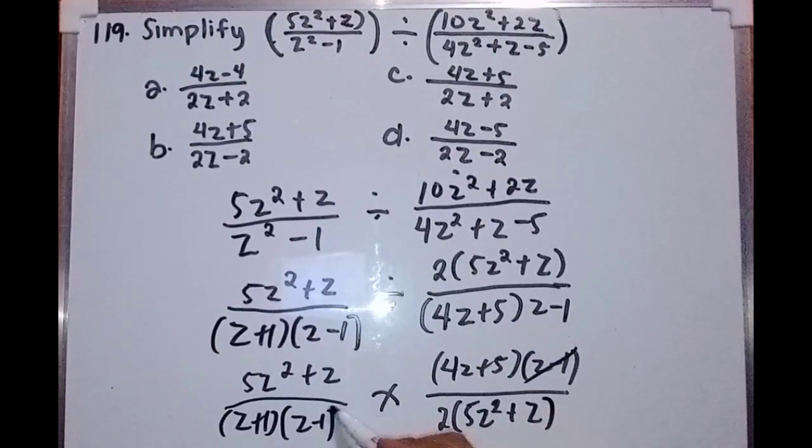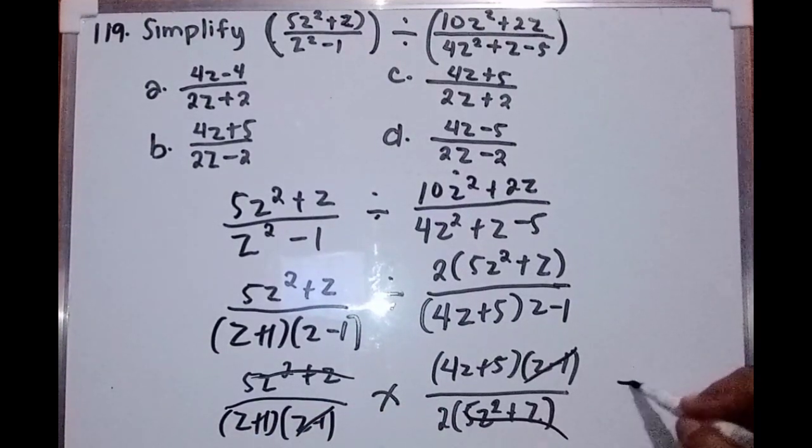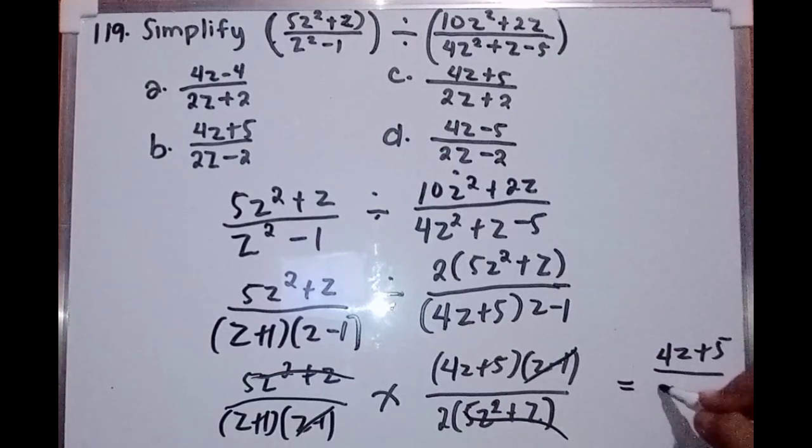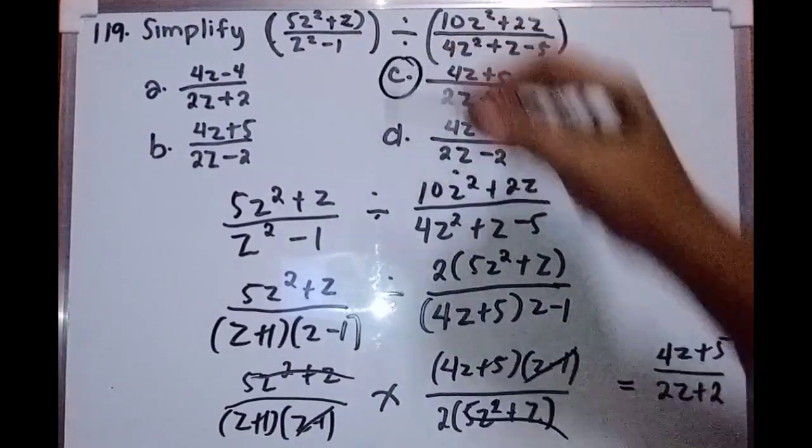So cancel, cancel, cancel, cancel. So the answer will be 4z plus 5 over, we will multiply this one, 2 times z plus 1, which is equal to 2z plus 2. So therefore, the answer is letter C.